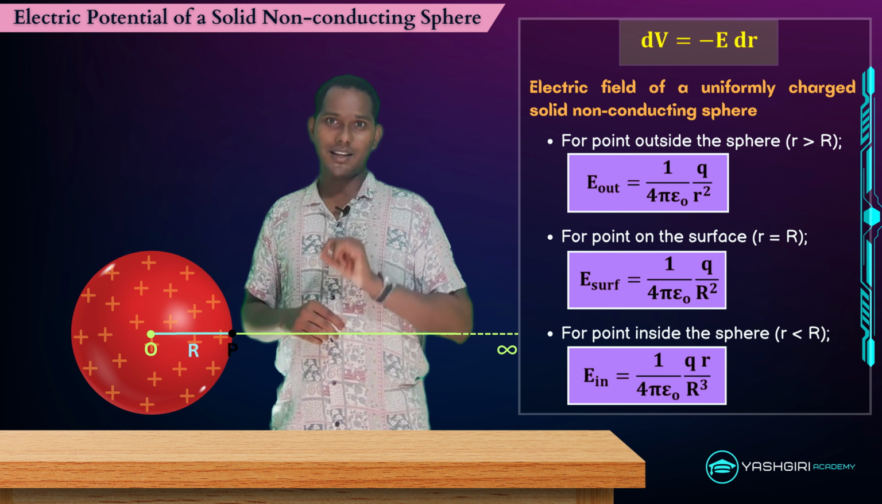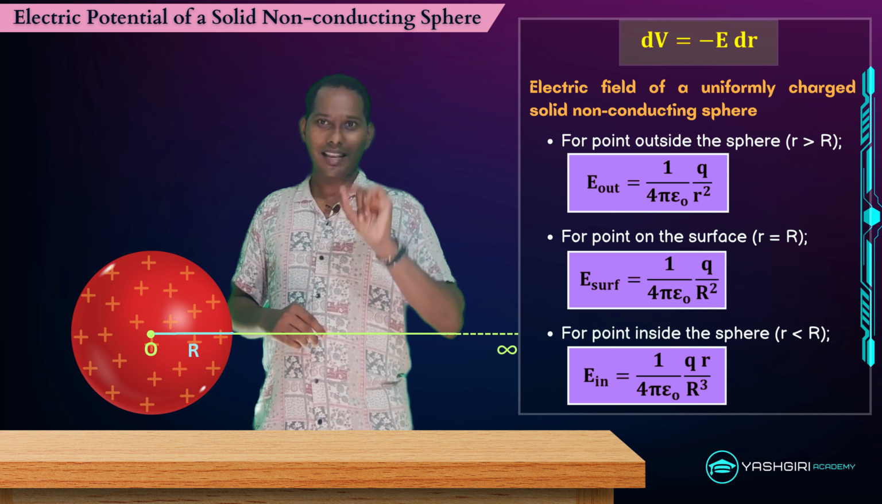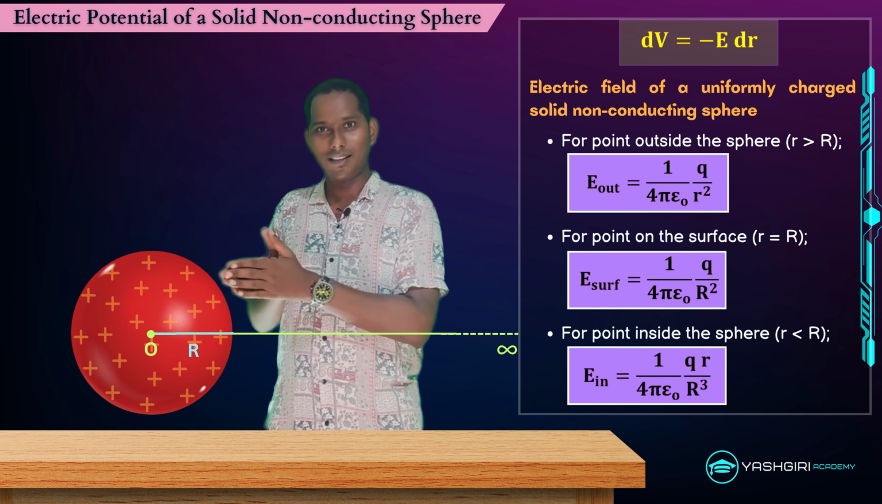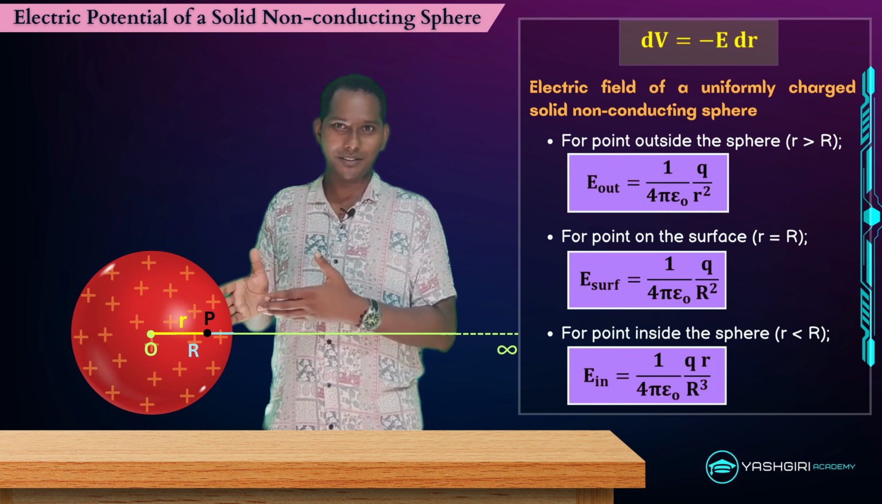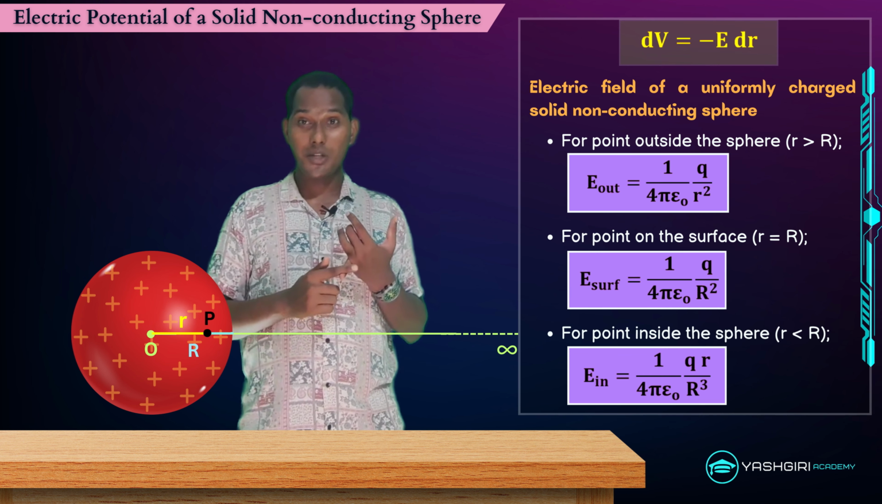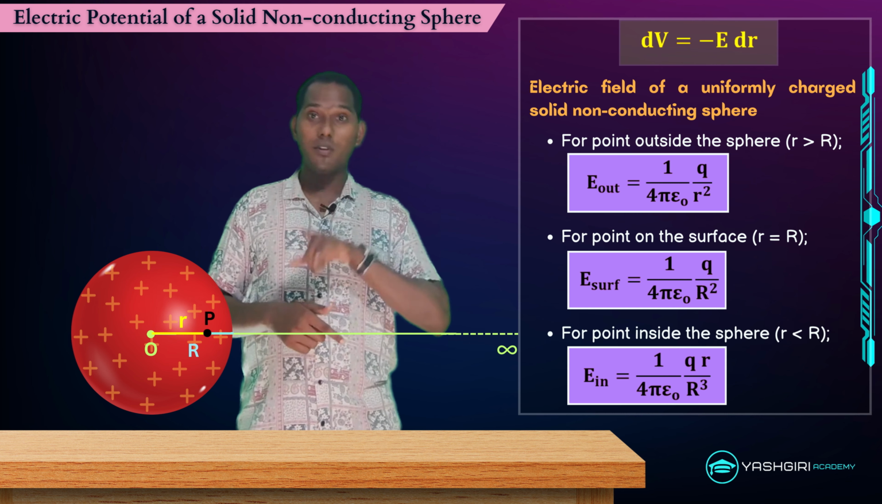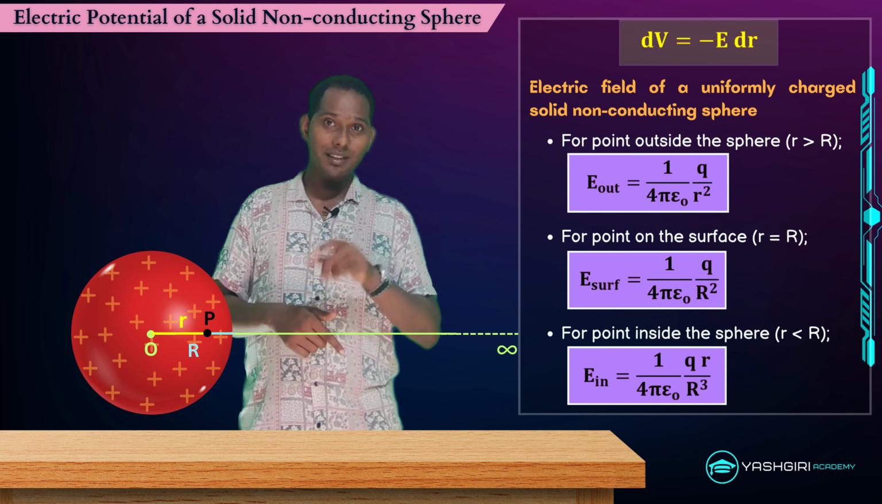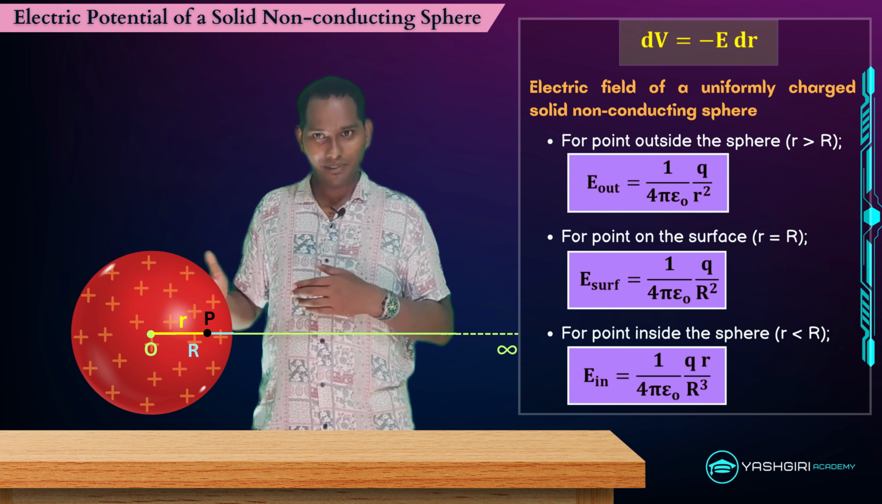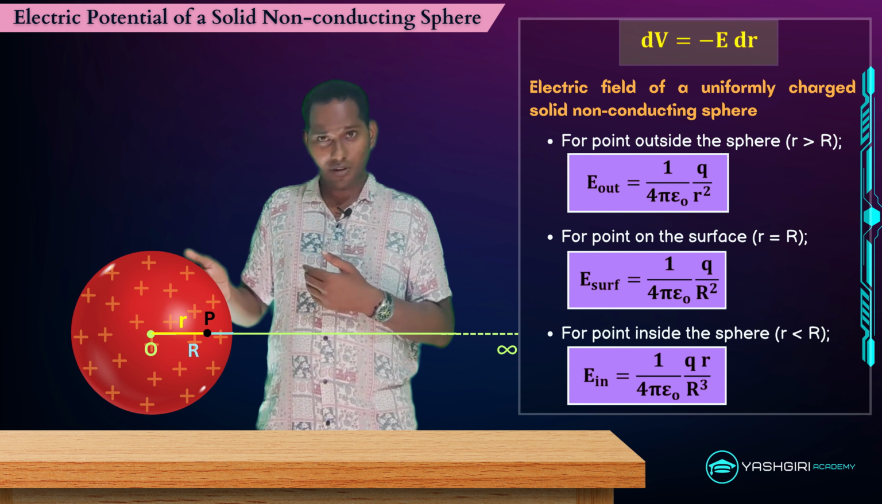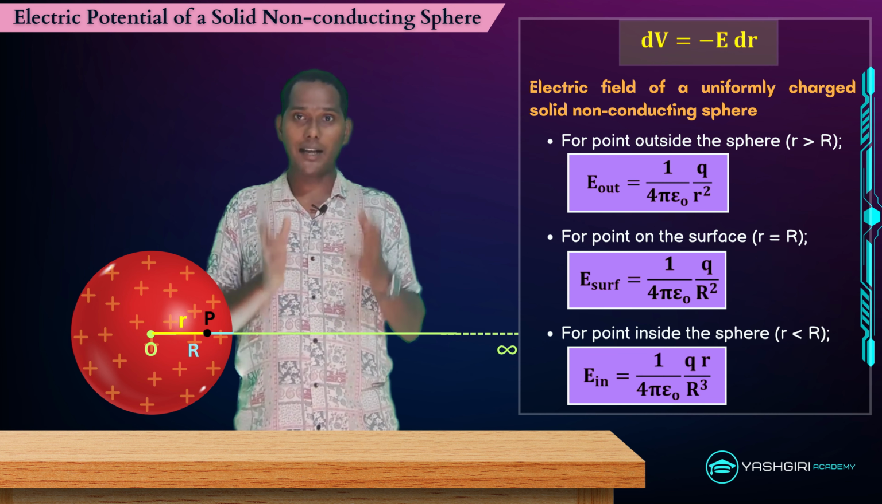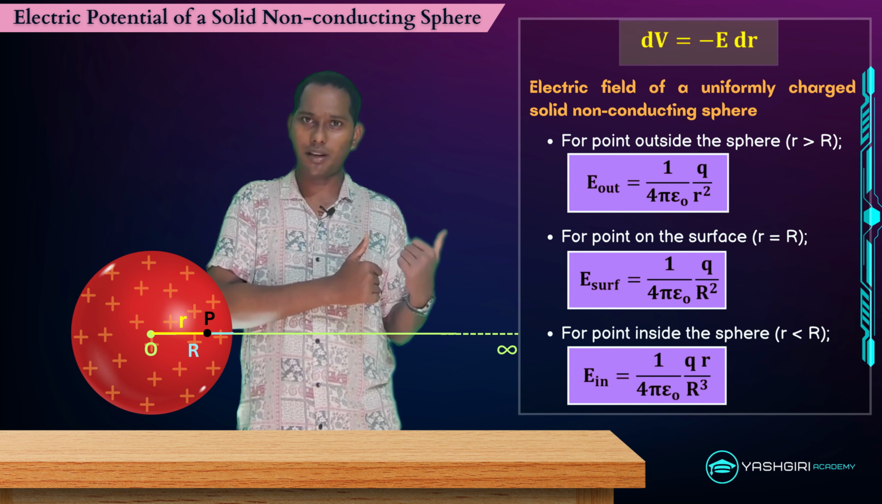Now the third case. This time the electric field won't be 0 inside this non-conducting sphere, because you can see that charge is inside it. And what does the equation look like? It is 1/4 pi epsilon naught, the charge q, into r, where r is the distance of the point P from the center, over capital R cube. So this is the equation that we have.